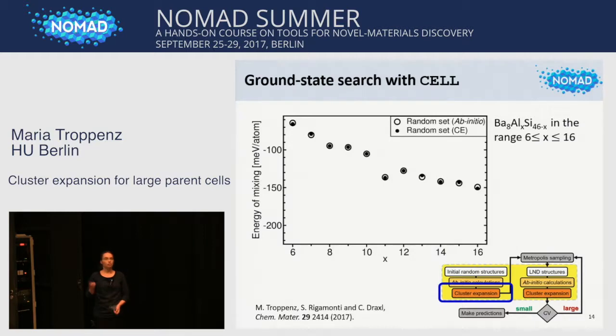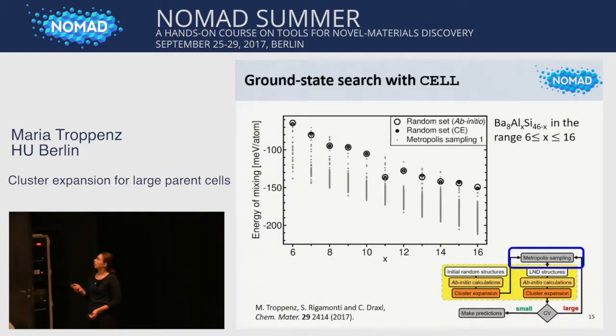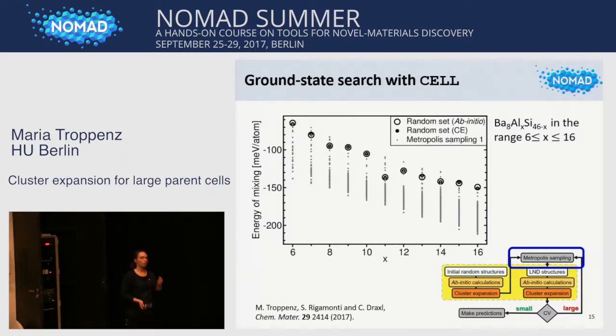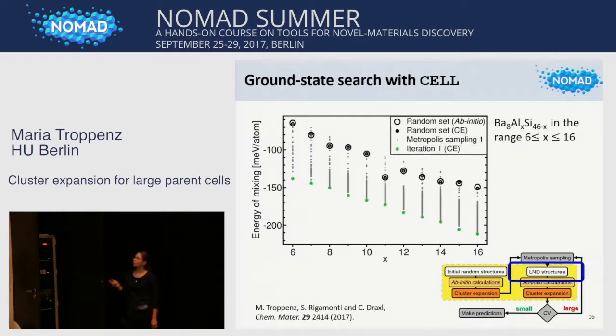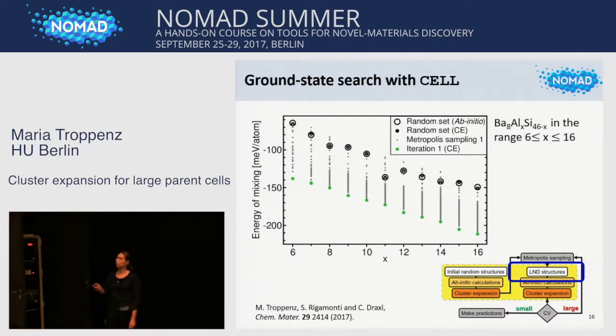With this cluster expansion model, we now search for new lowest non-degenerate structures. So we perform a Metropolis sampling in each composition, and these are the gray dots. From this Metropolis sampling, as I said, we retain the lowest non-degenerate structures for each composition. These are the green ones.